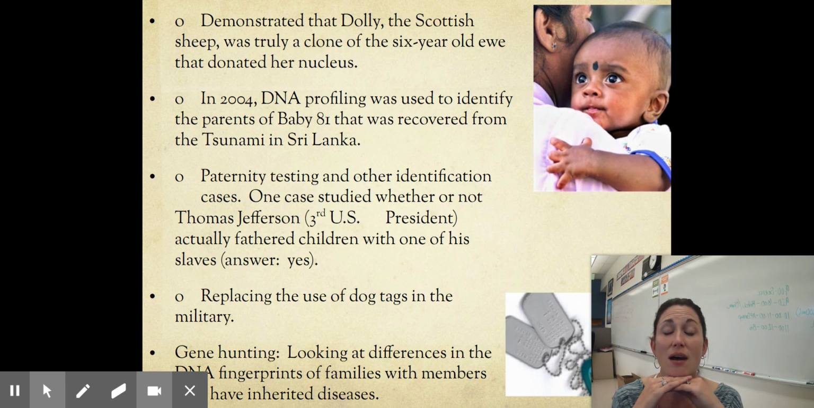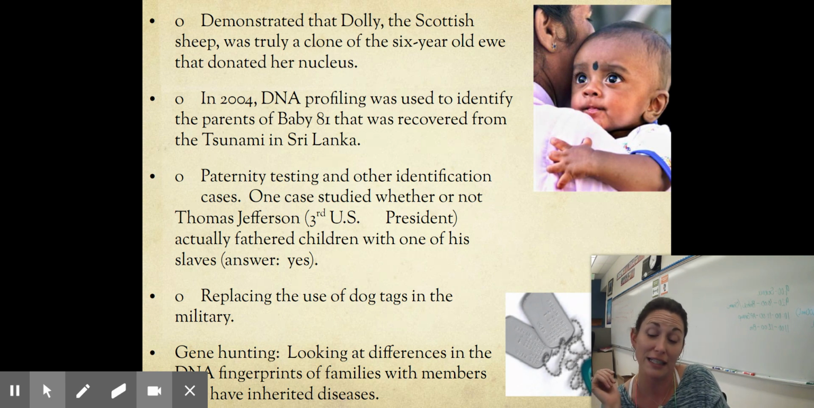There was a baby that was stranded in the tsunami in Sri Lanka, and they were able to take the DNA from the baby and determine the identity of that baby based on the DNA from parents who were looking for lost children. We've used it before to prove whether or not various leaders have had children in various different ways. A famous case is the study about whether Thomas Jefferson actually fathered children with one of his slaves. Using DNA, we were able to prove that, in fact, he did.